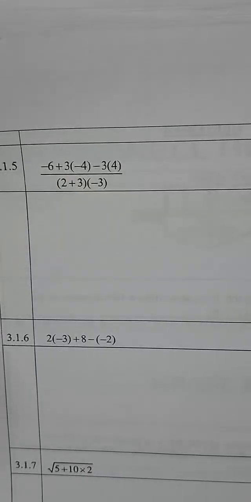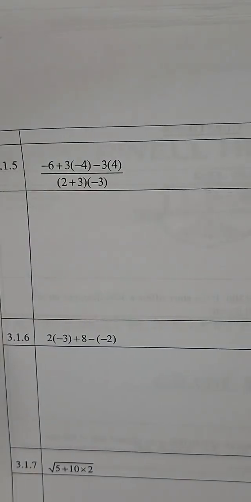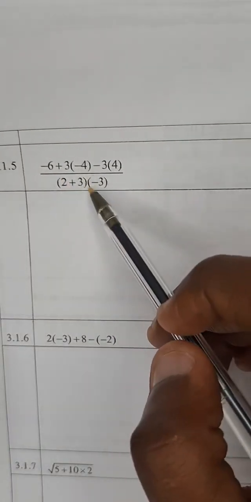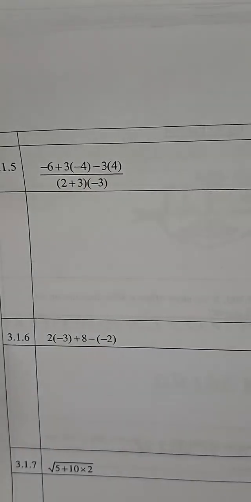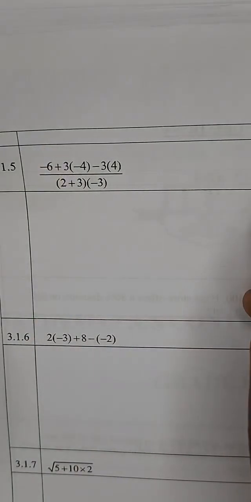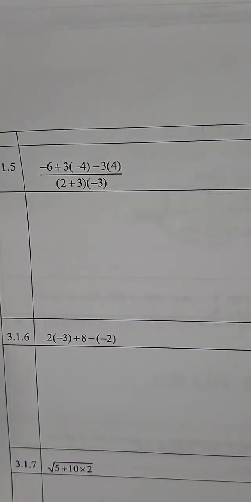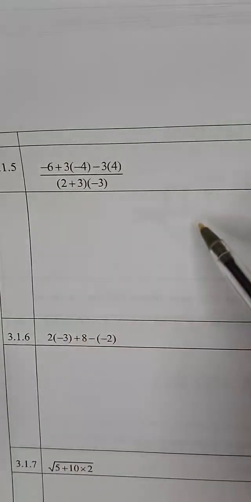6 plus 3 brackets minus 4 minus 3 brackets into 4 line all over brackets 2 plus 3 close brackets minus 3 close brackets. We need to simplify this. So again, what do we think about? BODMAS. And we consider what is happening in the numerator and we take care of it. Take care of what's in the denominator, and then hopefully the division will happen because this line is a divide line. So negative 6 can stay put for now.